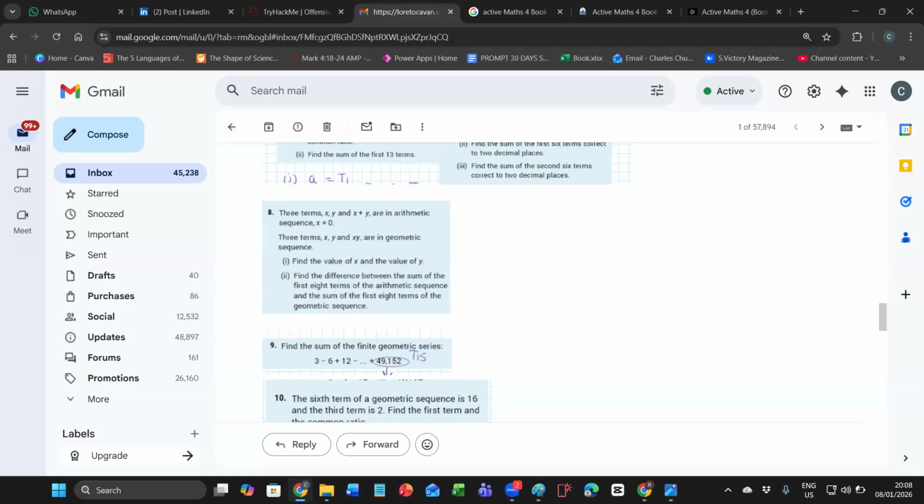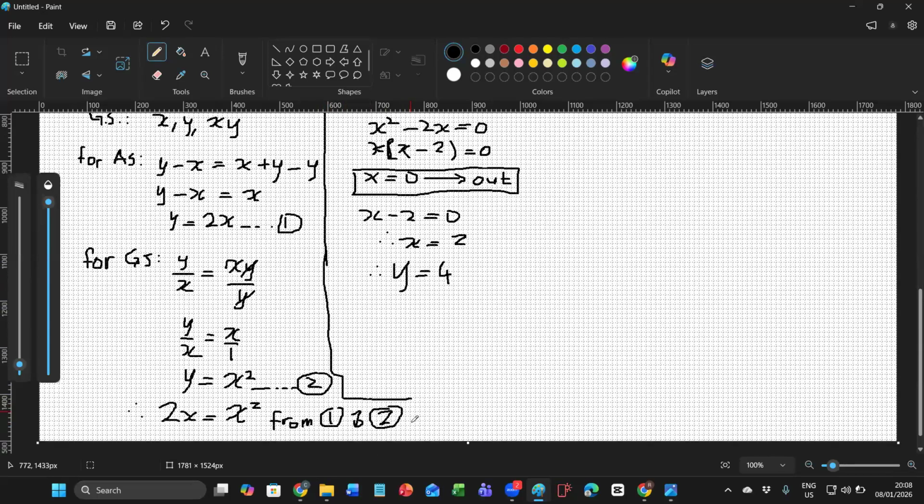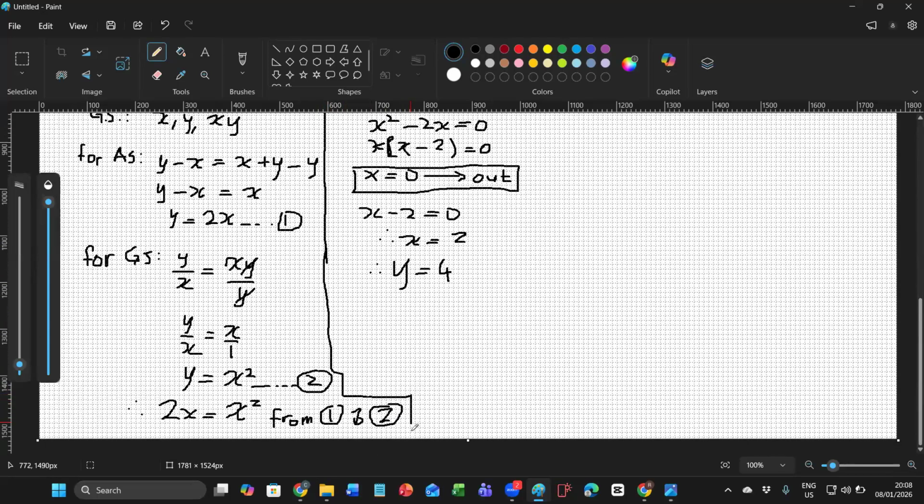Okay, so that second one, can you do it by yourself? Find the difference between the sum of the first 8 terms of the arithmetic sequence and the sum of the first 8 terms of the geometric sequence. Can you do it? Okay, don't worry. Let's do it together.